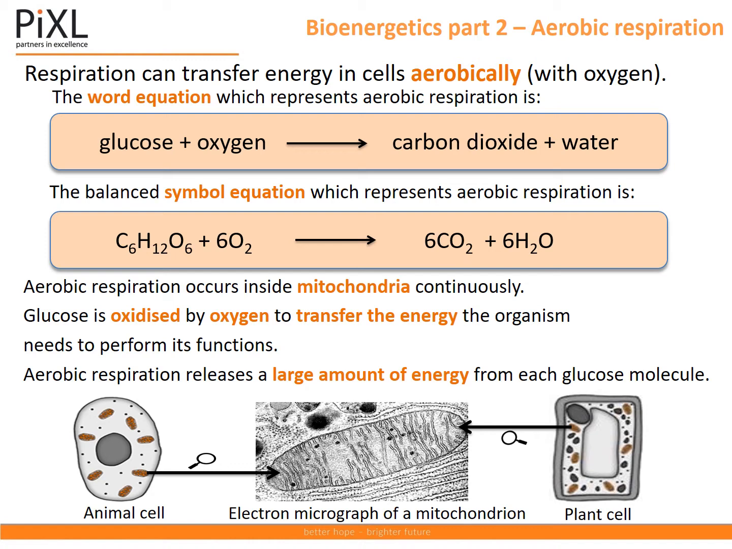Now, aerobic respiration releases a large amount of energy from every glucose molecule. This is different in anaerobic respiration, where there'll be a lot less energy being produced for every glucose molecule. At the bottom, we can see an electron micrograph. This is taken using an electron microscope, which can see much smaller objects. It's got much higher magnification and resolution. And we can see that it's the same in plant cells and animal cells.